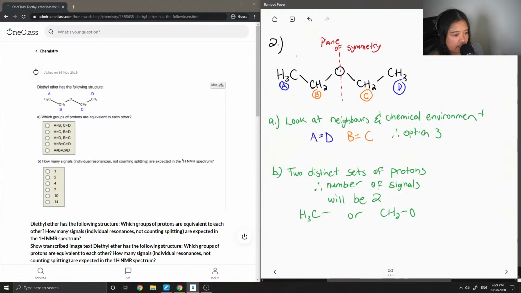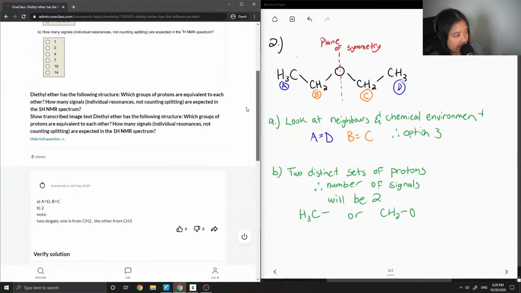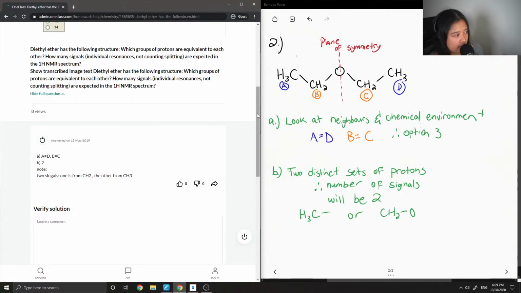Okay, let's check out the answer from our junior tutor. A equals D and B equals C and 2. Note 2 signals, one is from CH2, the other one from CH3. So the solution is correct.